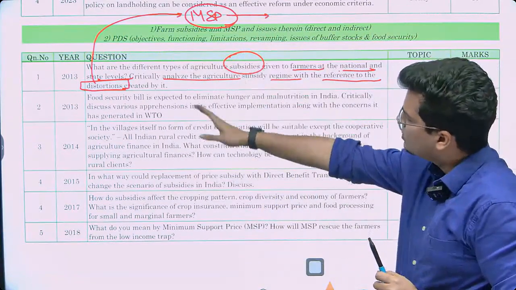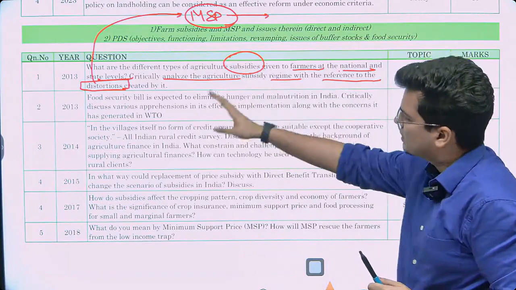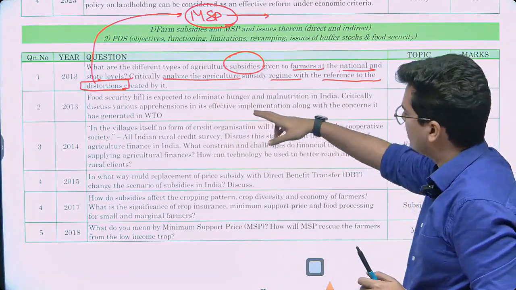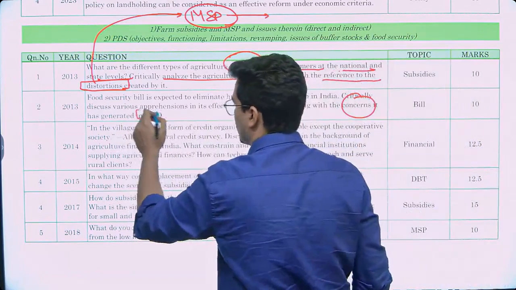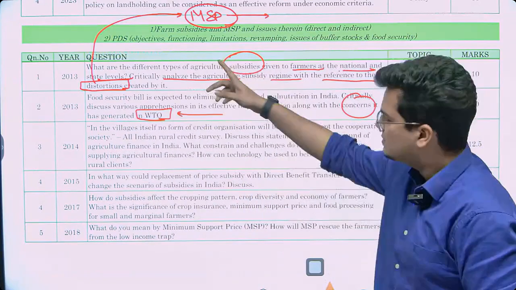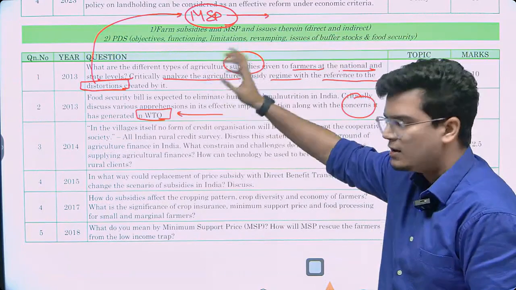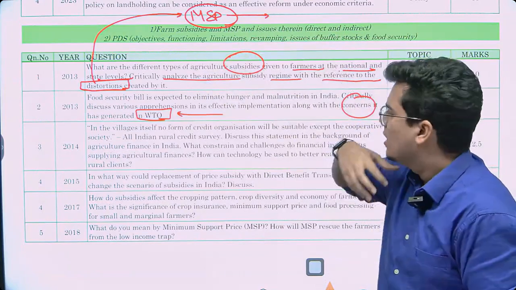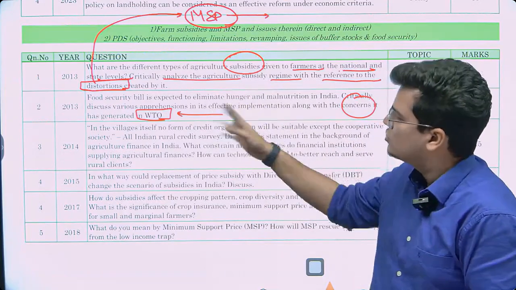Then, food security bill is expected to eliminate hunger and malnutrition. Discuss various apprehensions in its effective implementation along with the concerns it has generated in the World Trade Organization. ऊपर भी क्वेश्चन था फूड सिक्योरिटी पे, यहाँ पर भी सेम क्वेश्चन है. वहां पर नेशनल फूड सिक्योरिटी एक्ट पे था, यहाँ फूड सिक्योरिटी बिल पे है. And the question is now on how it will eliminate hunger and what challenges it has with regards to WTO.